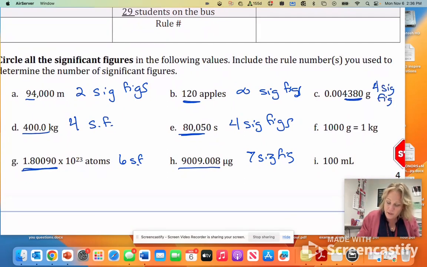So notice those leading zeros that start are not significant. Those are placeholding. These are all significant. This is the definition, so really infinite sig figs.